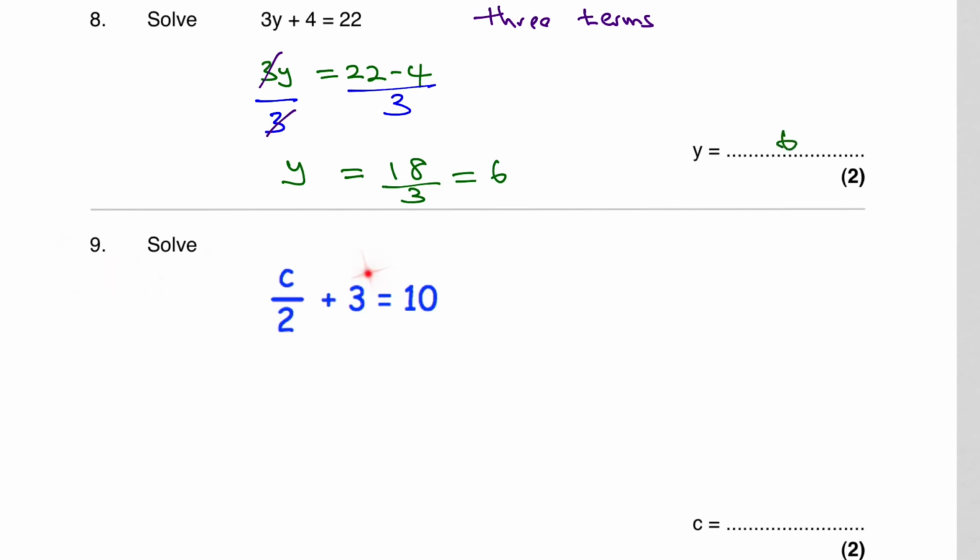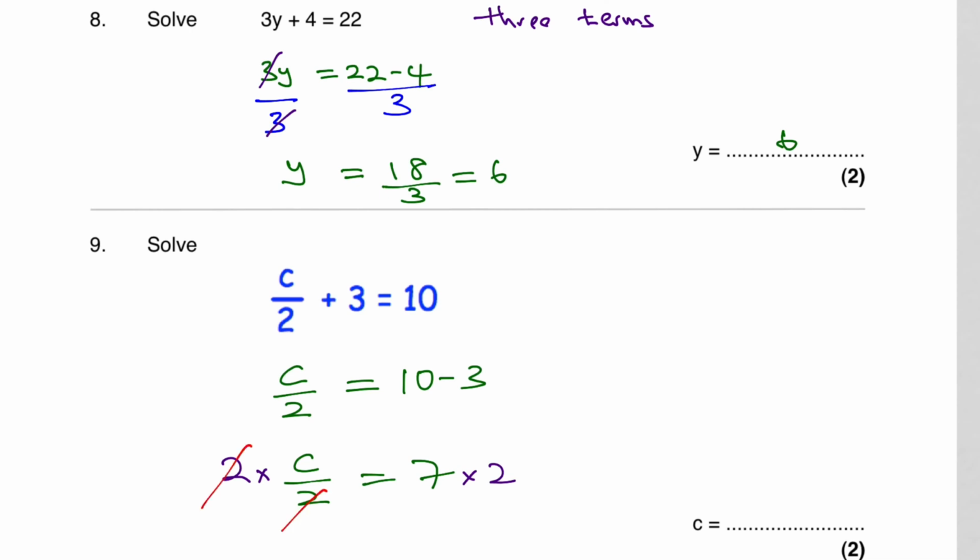Question 9. The first thing to do is to move plus 3 to the right. That will become minus 3. So then I have c over 2 equals 10 minus 3. C over 2 equals 7. At the same time, I need to multiply both sides by 2. And therefore, the 2's will cancel. And that gave c equals 7 times 2. C equals 14.